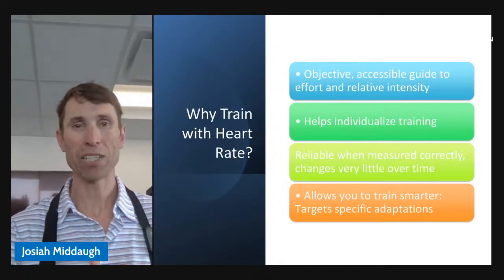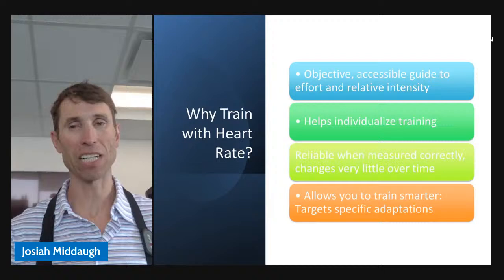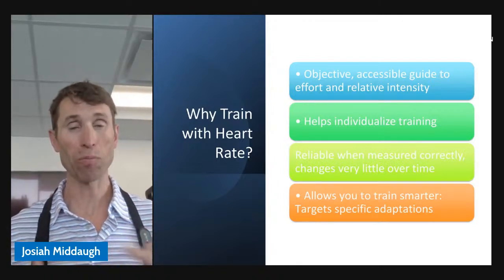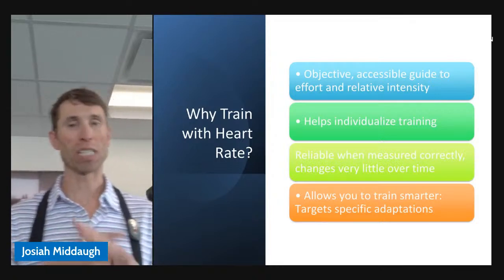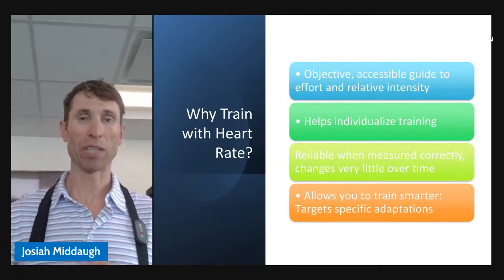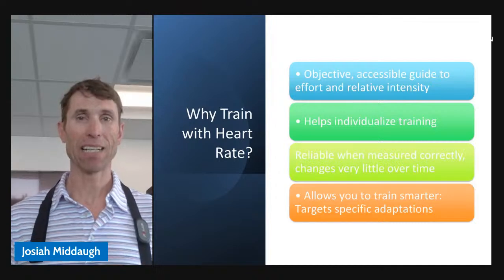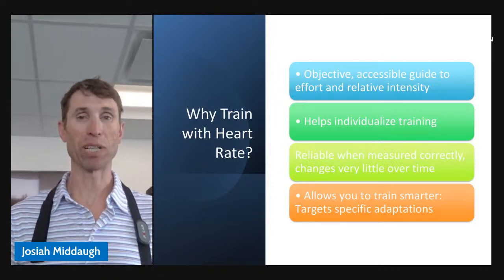All right, so why do we train with heart rate? I kind of touched on this already. It's an objective measure. It's measuring your own body. It's not going to be influenced by what speed you're going on the bike, whether you're going uphill or flat. It's really a metric of your own body.